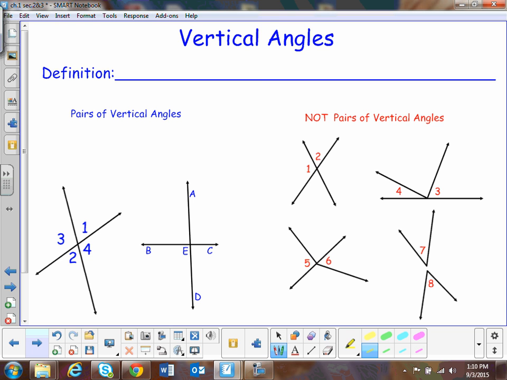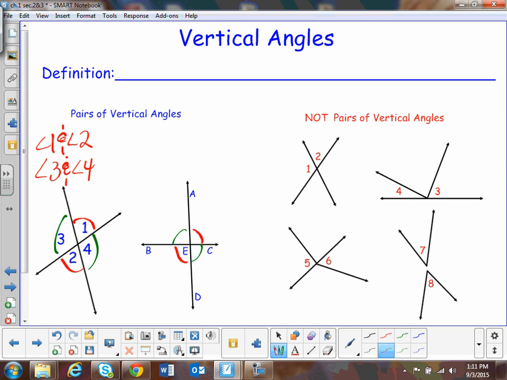Okay, vertical angles. Vertical angles, okay, we will get from this picture right here. So let me show you on the left here. You've got angle 1 and 2 that are vertical. You've got angle 3 and 4 that are vertical. Okay, so this one and this one are, see the little color, this one and this one are. Okay, same thing over here. This angle and this angle are vertical. This one and this one are vertical.